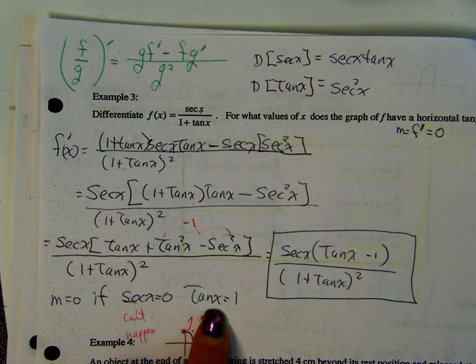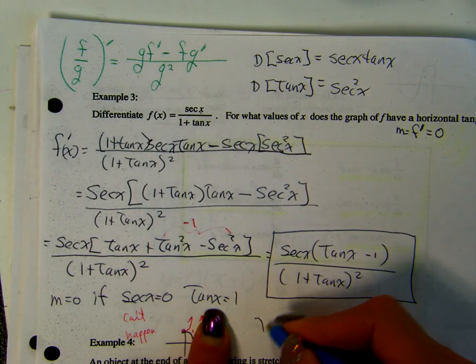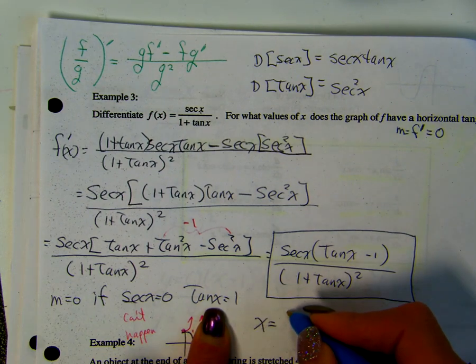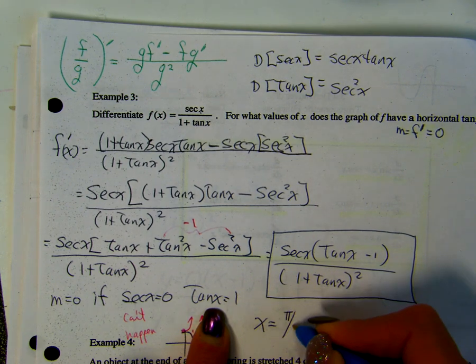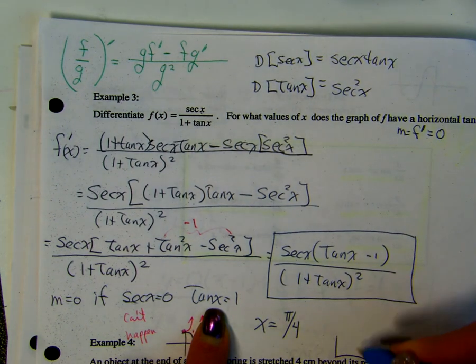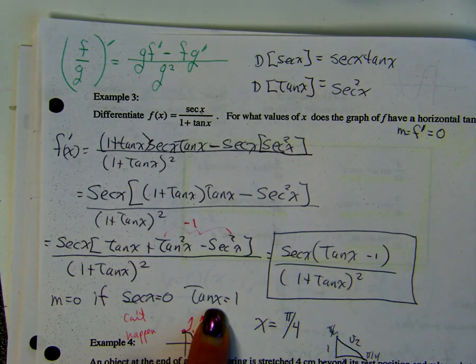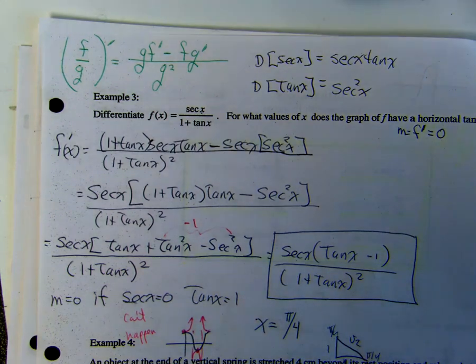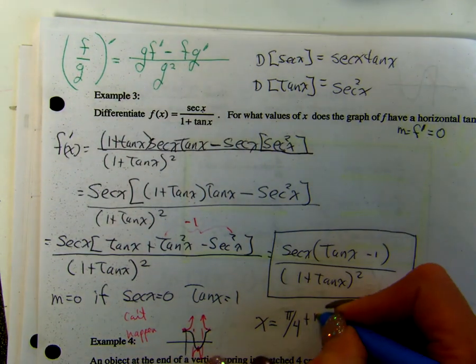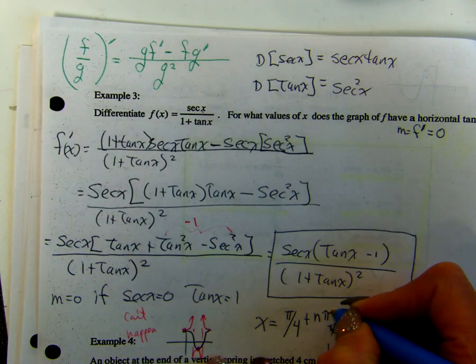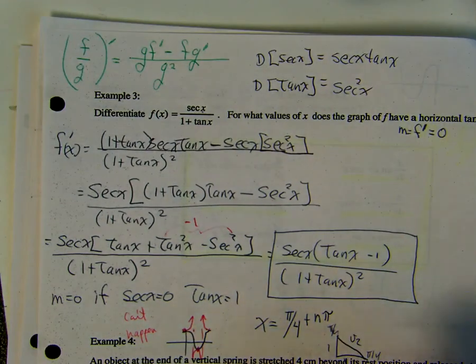What angles have a tangent of 1? Pi by 4, right? Because it comes from your special triangle, 1, 1, root 2, pi by 4, pi by 4, pi by 2. Okay, so x equals pi by 4, and then we're going to say plus n pi, where n is an integer.